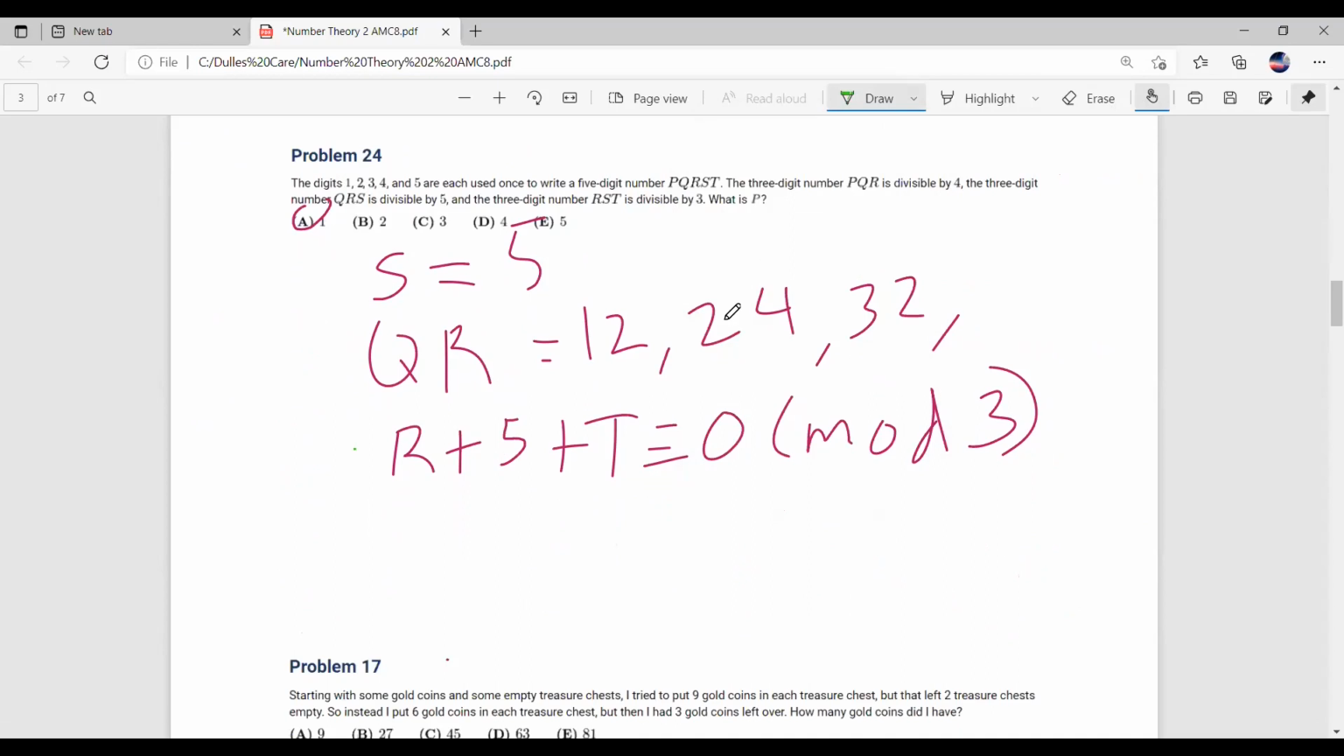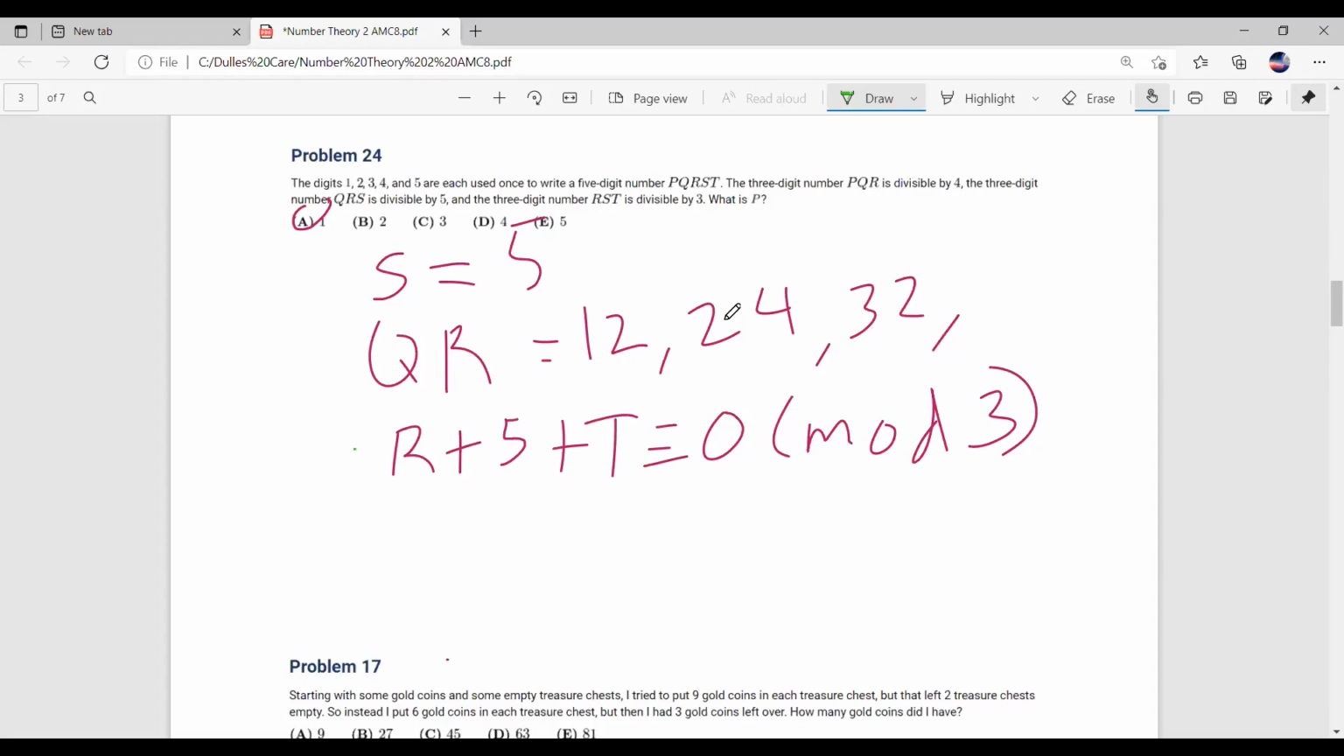So since the smallest possible value for R is 2, the multiple of 3 that R plus S plus T equals is at least 9, since 9 is the smallest multiple of 3 that's bigger than 7. So let's consider 9 for a moment. R equals 2, S equals 5, T in that case would also have to be equal to 2.